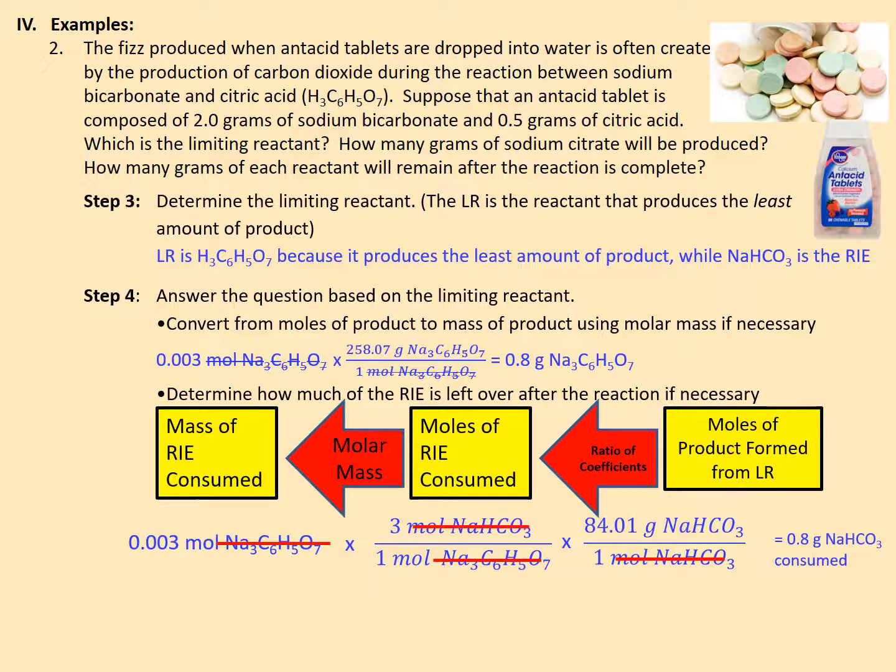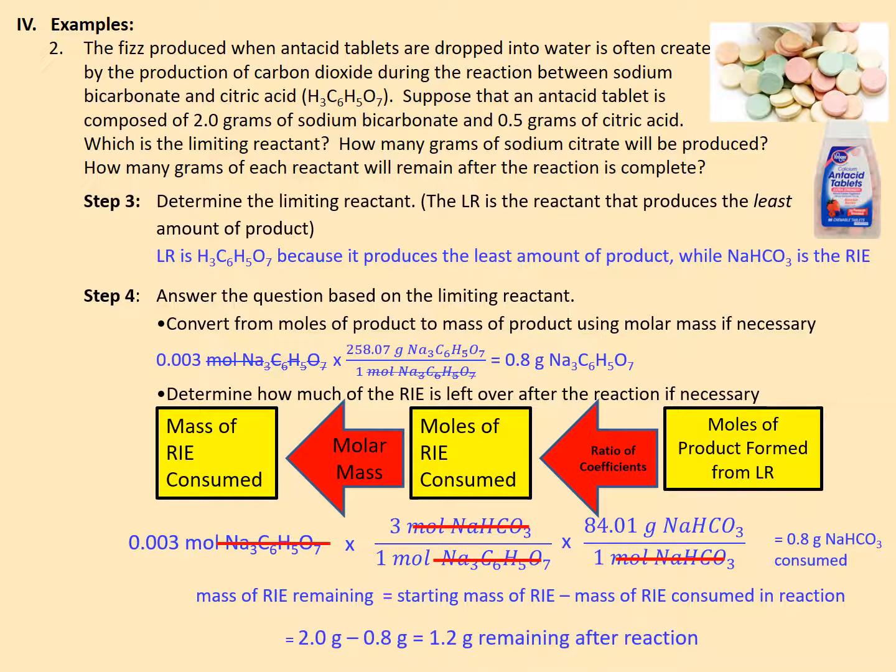So we can reason that how much of the sodium bicarbonate is going to be left is obtained by doing a simple subtraction. Let's identify how much we start with, which is 2.0 grams. If 0.8 grams reacts, then 1.2 grams will remain after the reaction. Now, that's the hard question: how many grams of each reactant will remain after the reaction is complete?